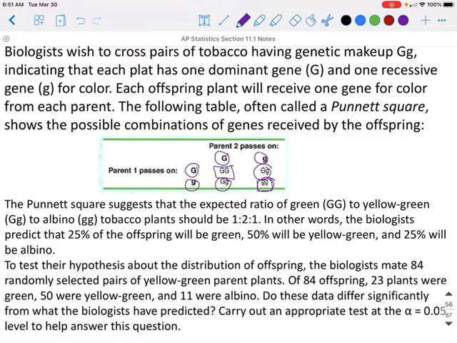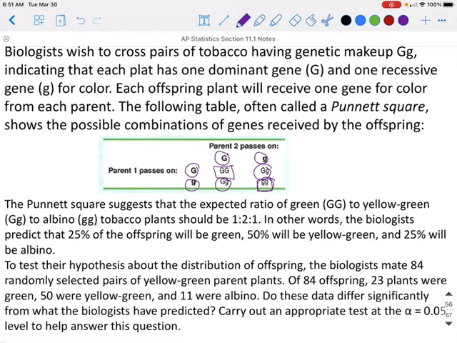To test their hypothesis about the distribution of offspring, the biologists made 84 randomly selected pairs of yellow-green parent plants. Of 84 offspring, 23 were green, 50 were yellow-green, and 11 were albino. Do these data differ significantly from what the biologists predicted?